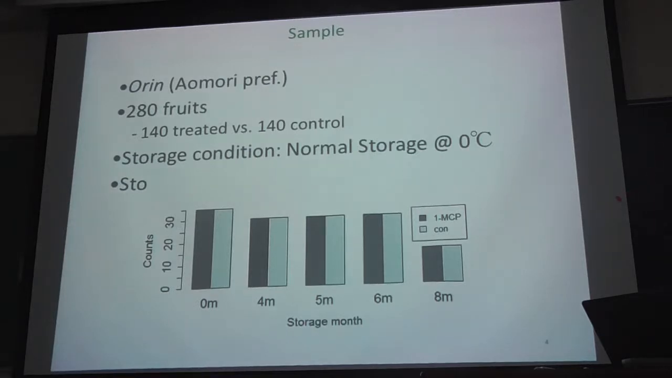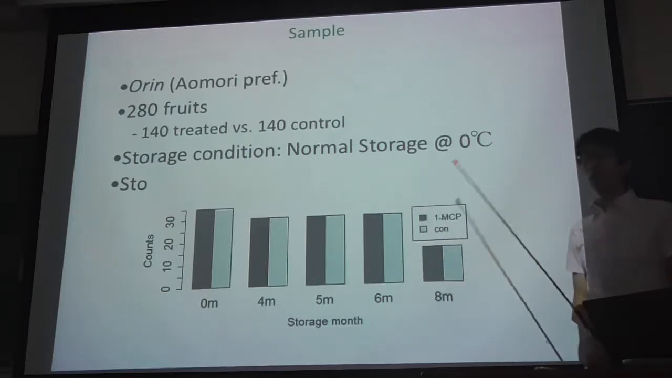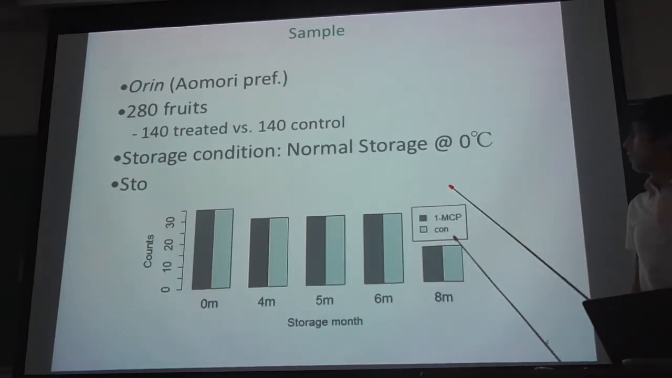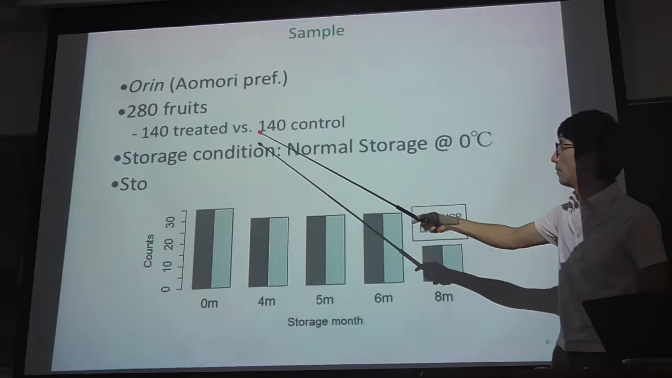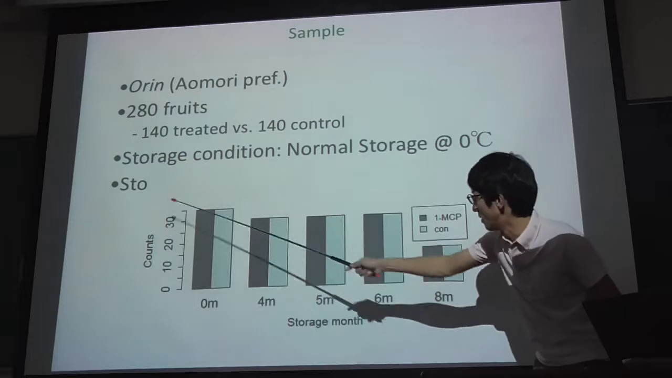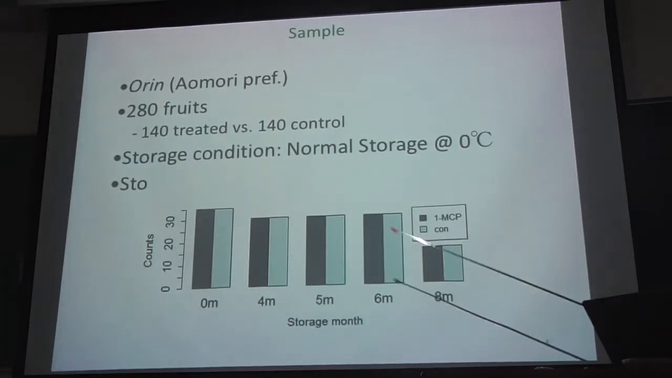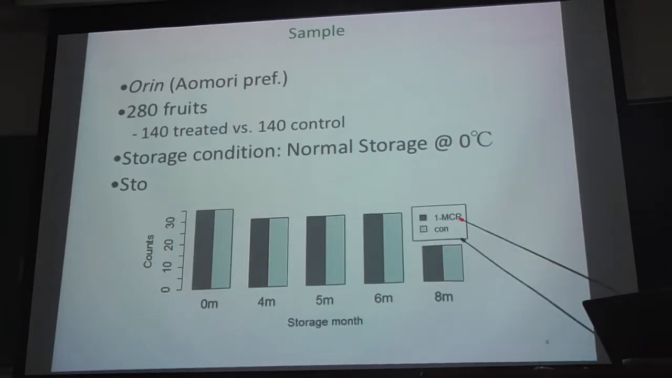And this is the sample: Orin apples from Iwate Prefecture, 280 fruits, 140 treated versus 140 control. The storage condition is normal storage at 0 degrees C. And the storage period is from 0 months to 8 months, with half control and half 1-MCP treatment.